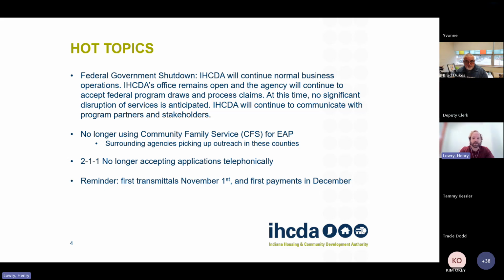And then just as another reminder, your first transmittals won't come until November 1st. And it's reasonable to expect that first payments won't be until mid-late December. That's what we're anticipating right now.